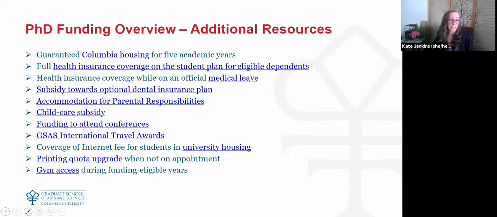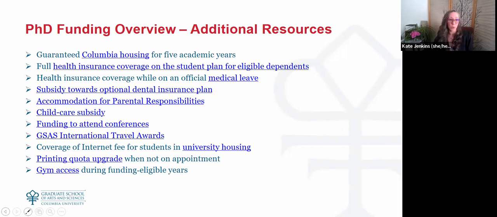In the event that you needed to take a medical leave, your insurance would also continue, at least for the first year, for a medical leave. You can also apply for subsidies towards an optional dental plan, as well as there is a vision plan, which is not subsidized, but you do have also other health coverage that you can opt into. Those are voluntary and not automatically enrolled, so make sure that you review the information available on the links that are in this presentation in order to determine what action steps you'll need to take.